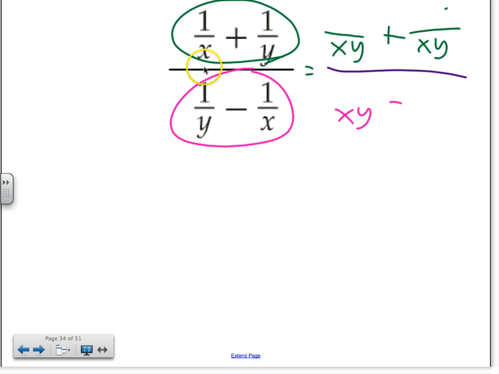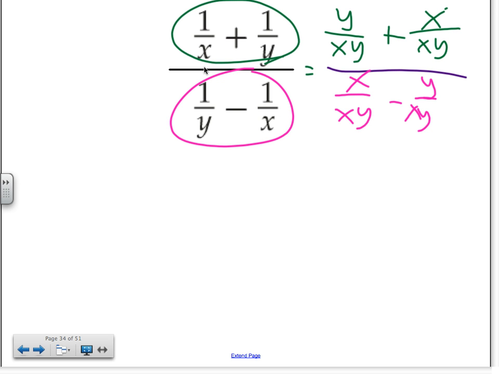But this time it's minus. Now, the top. What do you multiply the 1 by on the left? Y. Okay, good. And over here, 1 times y, whatever. Okay. What about the pink? X. And here? Y. Let's put them all together.